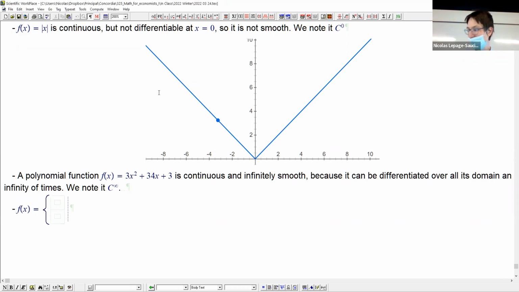So let's say I have x squared, and I have 0 here. This is for x smaller than 0, and this would be for x greater or equal to 0. So how smooth is it?